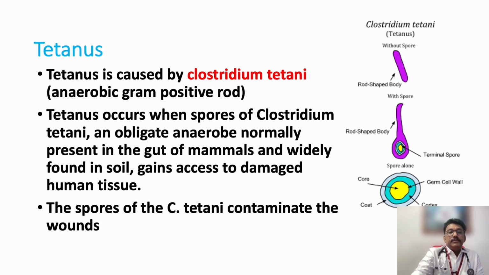Tetanus is a disease which occurs when the spores of Clostridium tetani enter a wound. Normally this bacteria is seen in soil. It gains access to damaged human skin, and through that it gets inside the tissue. Actually, the spores of this organism contaminate the wound. From the wound it grows and becomes the actual organism and produces toxin and toxin-induced problems there.